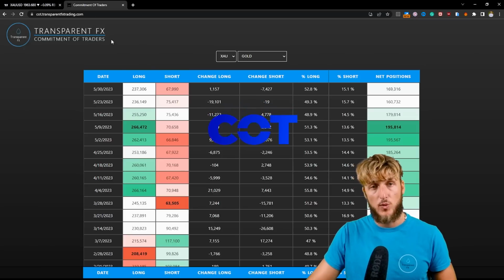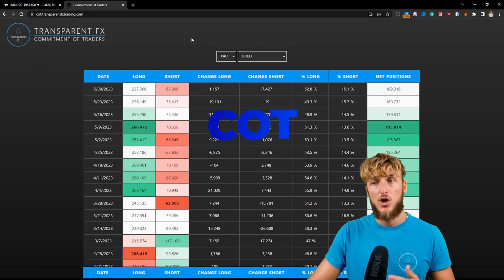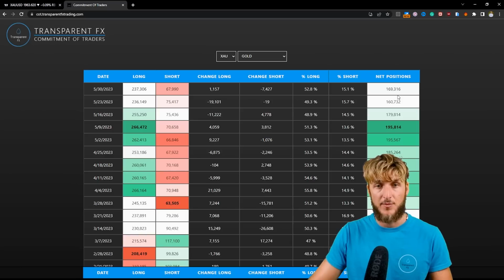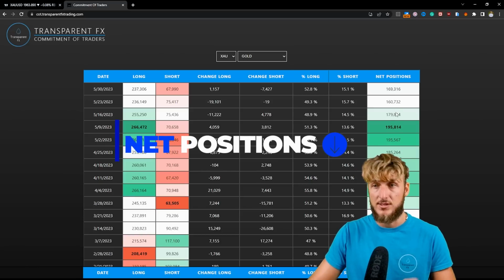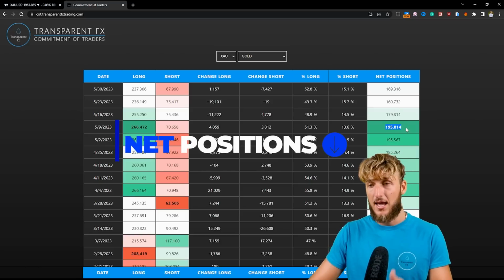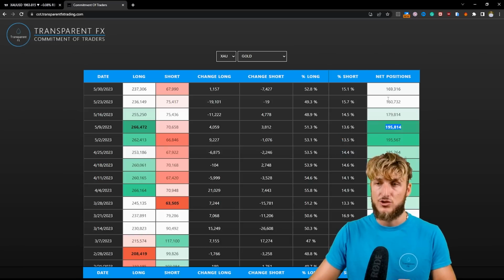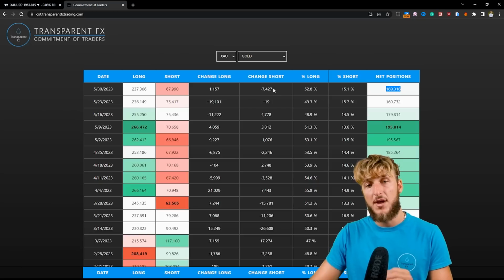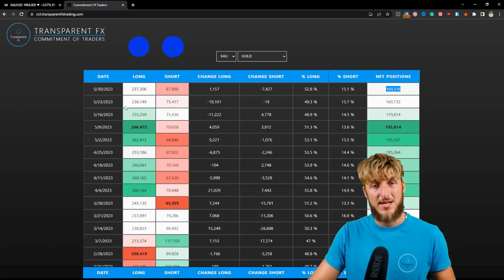Because if we go and see what we have when it comes to the commitment of traders, we can see that institutions have already been adding shorts for quite some time. In fact, if we look at the net positions, we can see how currently they're getting decreased. We went from having the high at 195k net positions all the way down to having only 169k net positions. So clearly, institutions are currently moving to the bearish side for gold, closing a massive amount of longs, going from 266k longs all the way down to 237k longs from an institutional perspective.